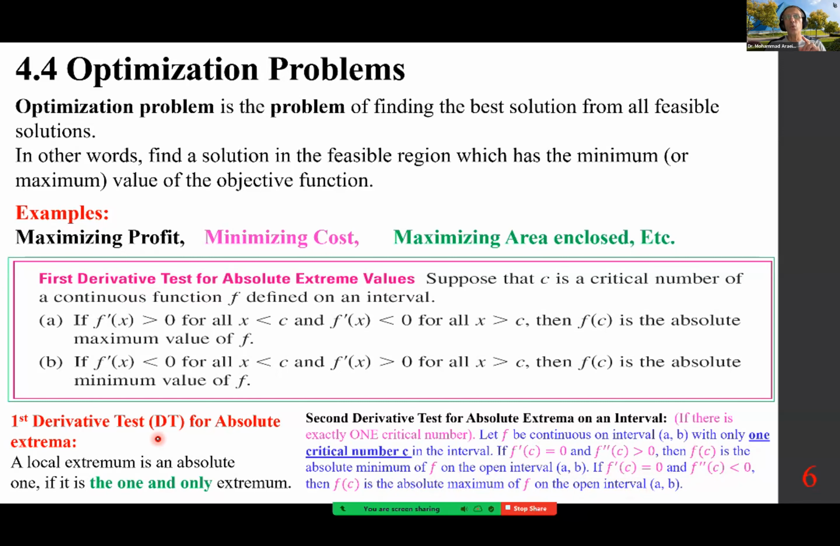So in short, same situation with the first derivative test. We have only one critical point. Then if we plug it into f double prime and it's positive, means what? It's concave up, so it gives you the absolute minimum. If it's negative, it means concave down, and it gives you the absolute maximum, and that's the idea.